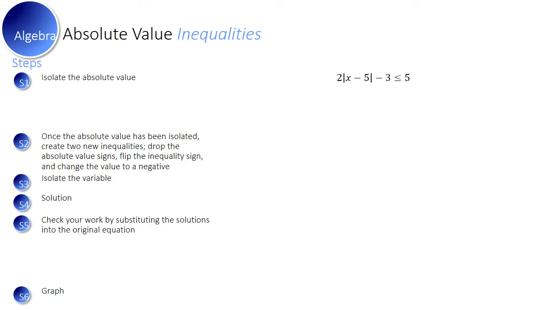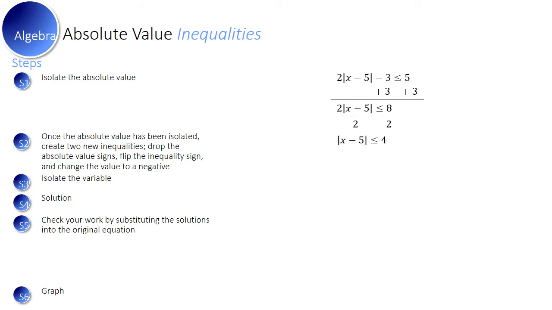You can see that we have 2 times the absolute value of x minus 5, minus 3, is less than or equal to 5. So we need to first get rid of that negative 3 by adding 3 to both sides. Once we've done that, we end up with 2 times the absolute value of x minus 5 is less than or equal to 8. Since 2 is being multiplied against the absolute value, we're going to divide both sides by 2, leaving us with the absolute value of x minus 5 is less than or equal to 4.